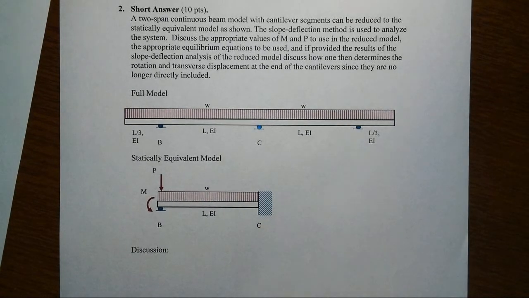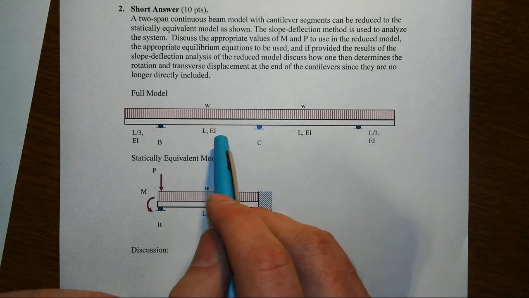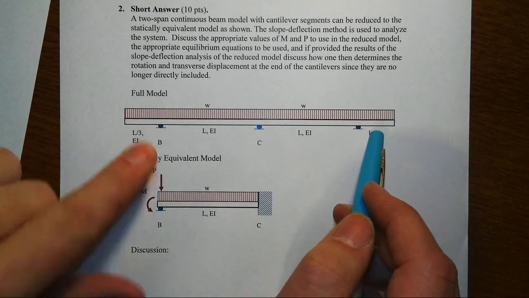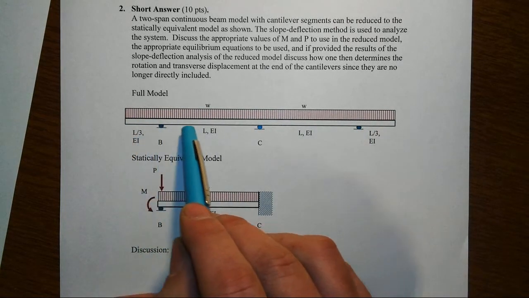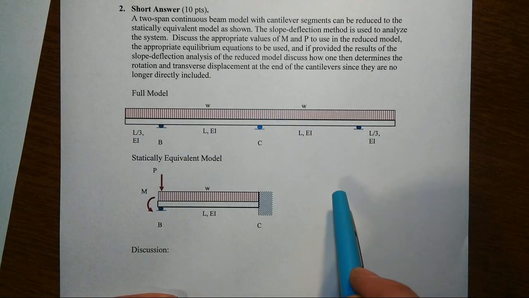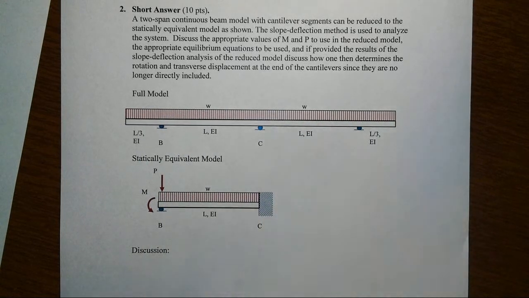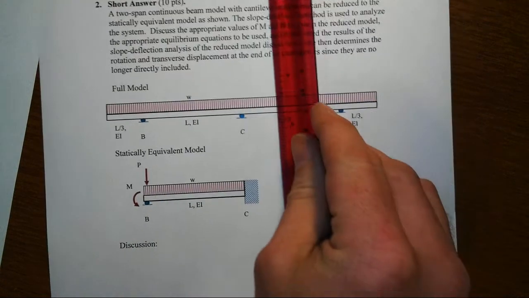Okay, in this item we have a two-span beam, but it has cantilever segments here. We've got a uniformly distributed load all the way along the length. We have constant EI along the entire length. So really we only have to look at one half of this beam.